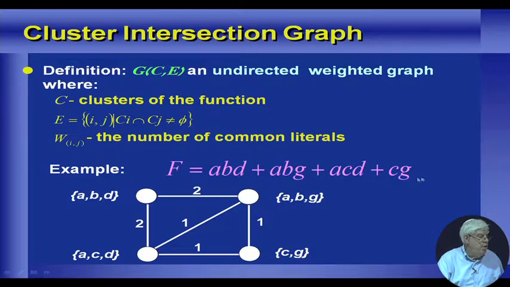So here, for example, 4 clusters, ABG and CG have G in common, so it has a weight of 1. ABD and ABG have 2 in common, so I weight this 2. So this is my weighted cluster intersection graph.